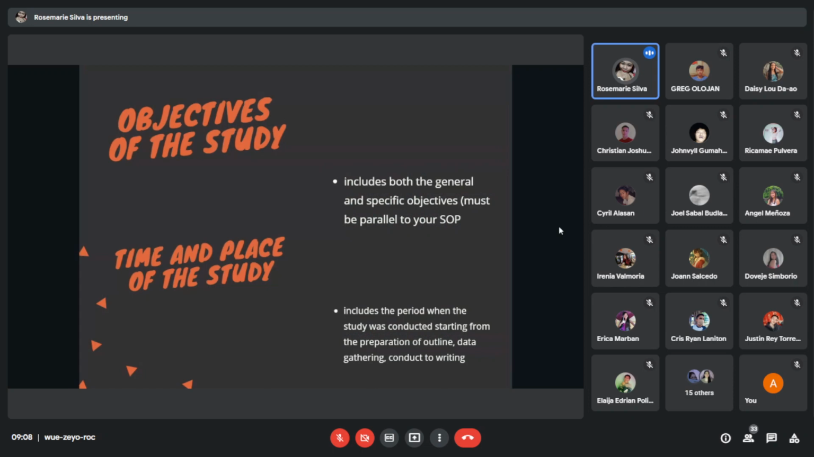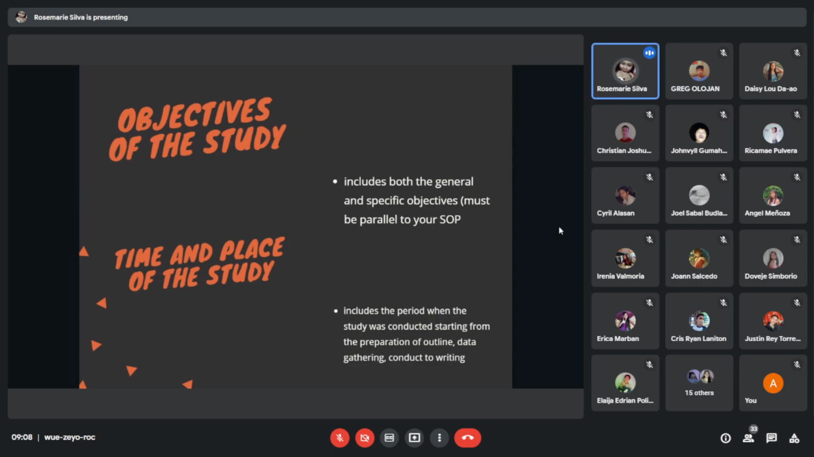Now, we have the objectives of the study. It includes both the general and the specific objectives. It must be parallel to your statement of the problem. Ang imong objectives sa imong study must be parallel to the statement of the problem. Next is the time and place of the study. Actually, kini silang mga ingon ani class, tagsara ni sila ka paragraph.